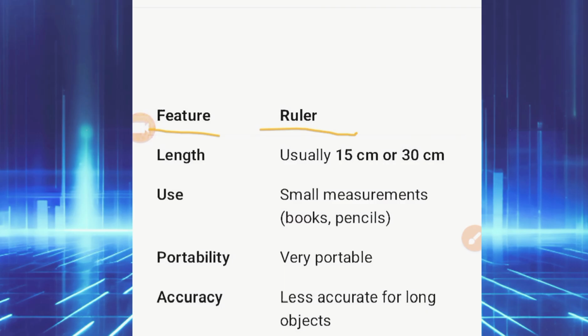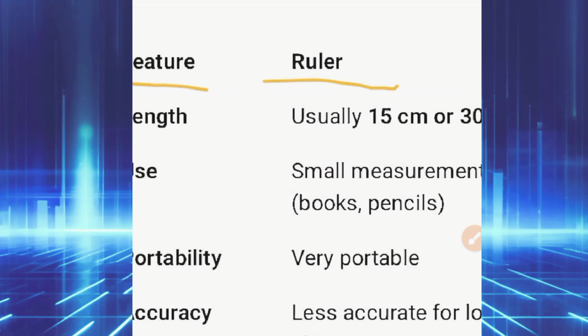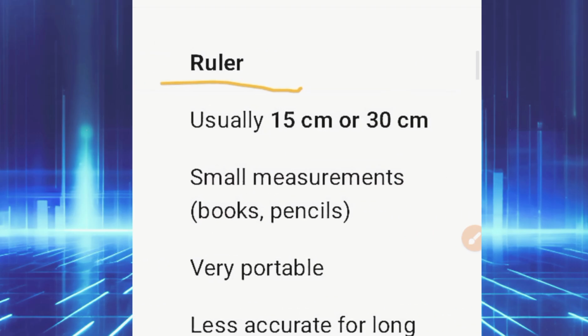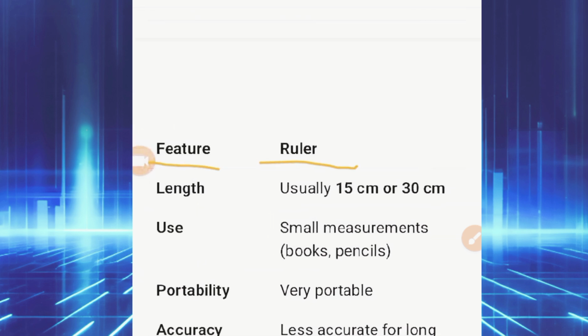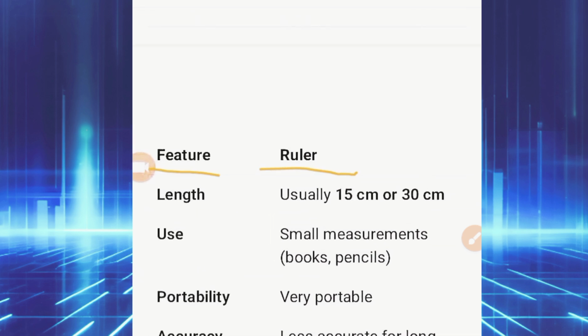I'll also be telling you the difference because sometimes JAMB used to twist questions. You know how JAMB does things, so they usually twist questions. So I'm going to tell you the difference between ruler and meter rule. Yes, there is a difference between both of them. Ruler is usually 15 cm or 30 cm, and it measures small measurements like books, pencils, small things. You can use it to measure small lengths.